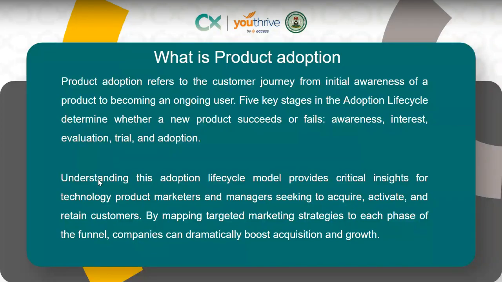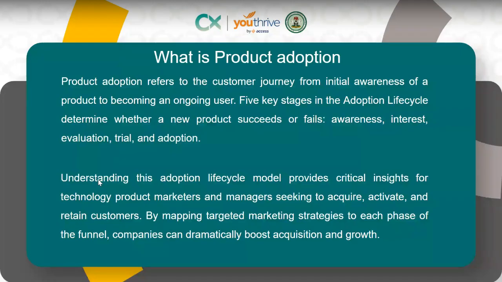And every customer goes through it. All right. And as a product manager, you have to understand this process. Understand each stage. I wrote here that there are 5 key stages in the adoption lifecycle that determine whether a new product succeeds or fails. The stages include awareness, interest, evaluation, trial, and adoption. We're going to look into everything in detail very soon.